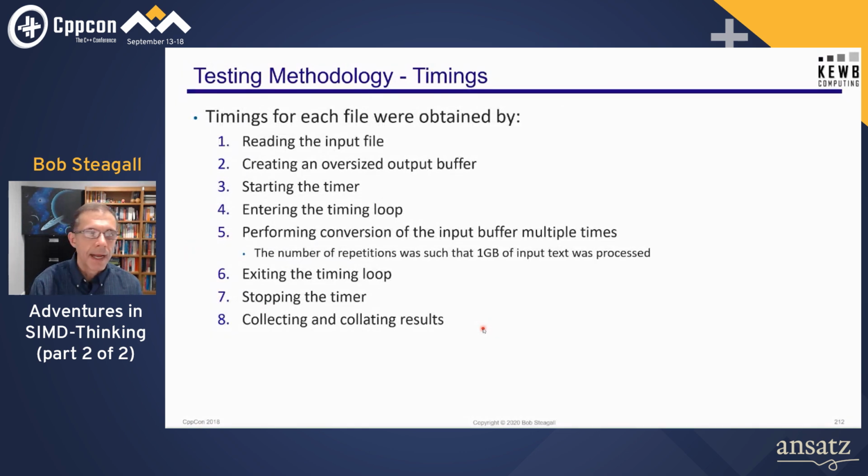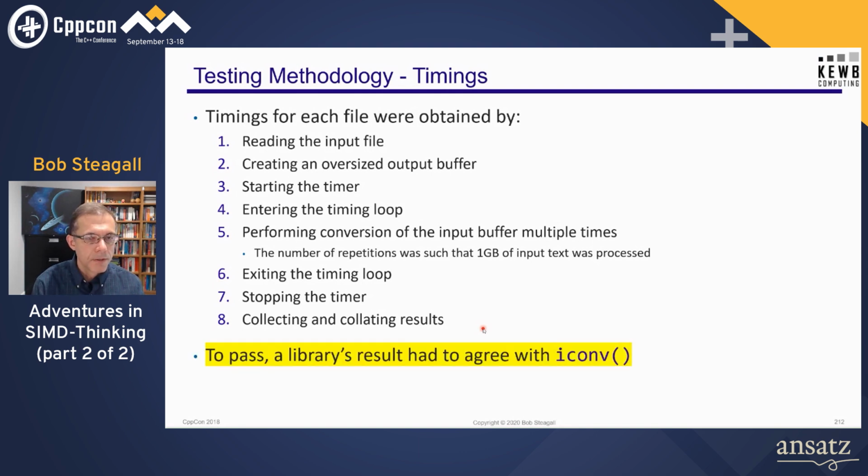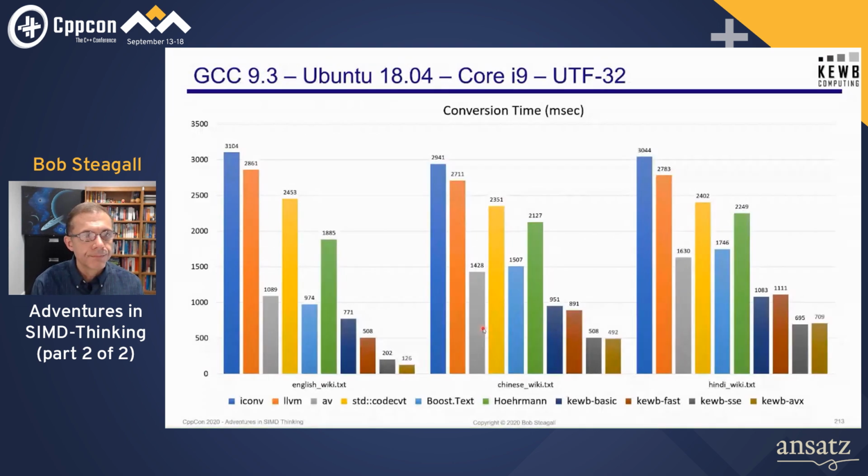So the timings are what you might expect. I read the input file, I create the output buffer, I start a timer, I enter a loop. I perform the conversion on the buffer multiple times. And the idea is the number of repetitions, regardless of the size of the buffer, should be about 1 gigabyte of input text. That's what I was going for. Exit the timing loop, stop the timer, collect and collate the results. To pass, every library had to agree with iconv, and in fact, they did. So let's look at some timings.